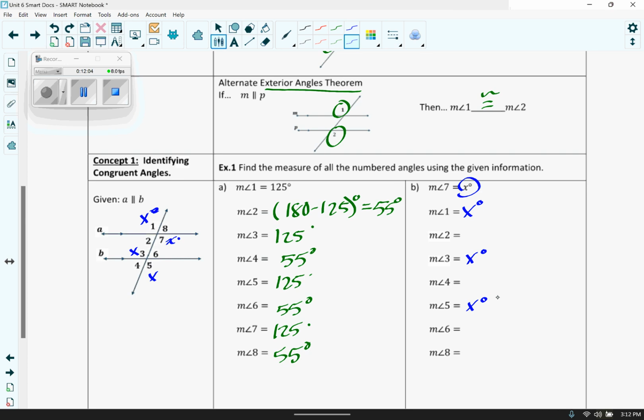However, now I need to find the rest of them, right? So the rest of them are similar to this. It's going to be 180 minus x. But I don't know what x is. So no matter what x is, I'm going to subtract it from 180. And that's going to be my answer. So each one of these, I'm just going to write 180 minus x.